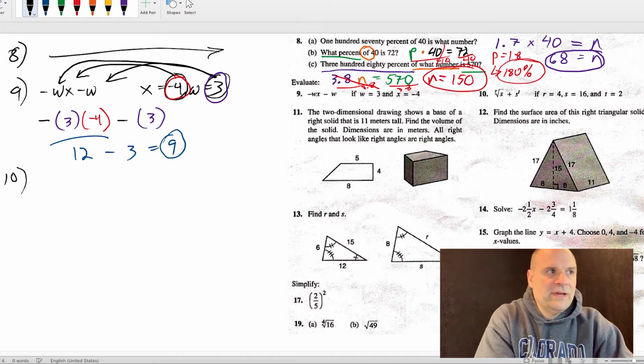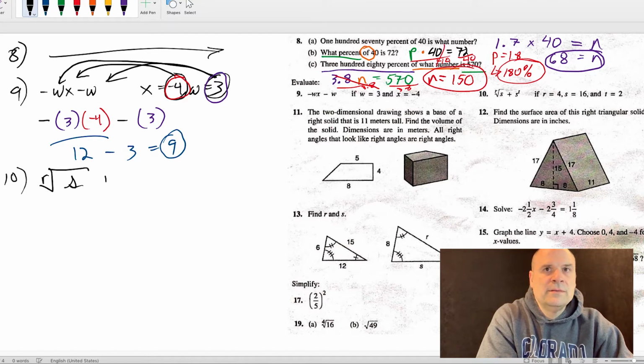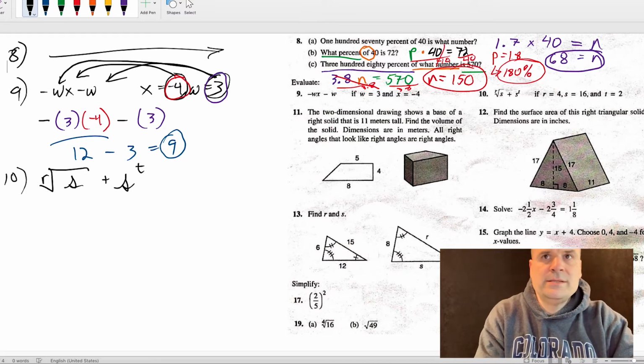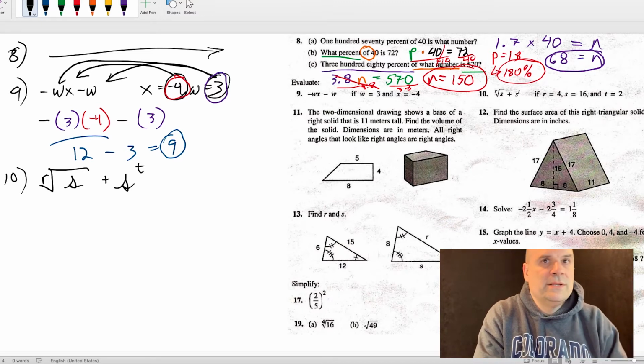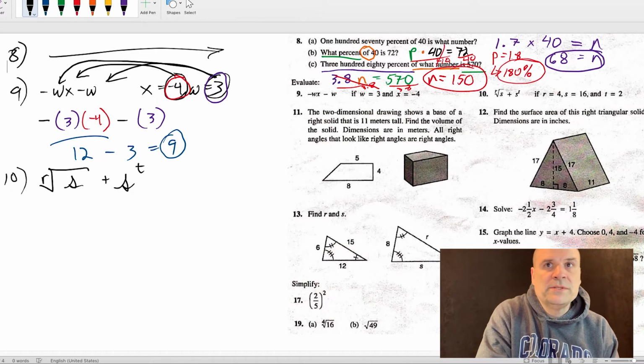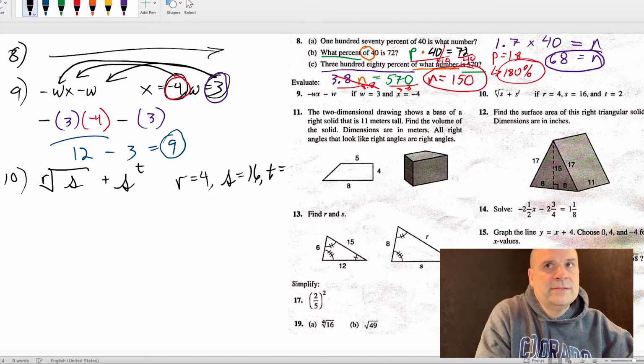All right, number 10. Okay, so we've got this little expression here. I'm gonna rewrite it a little bigger so you can see it. And I'm gonna use cursive S because it's cooler. Okay, so this is S to the T. All right, so let's plug in, so what's our R? So R is 4, S is 16, and T is 2.